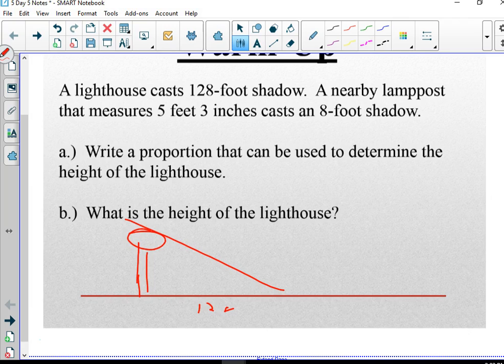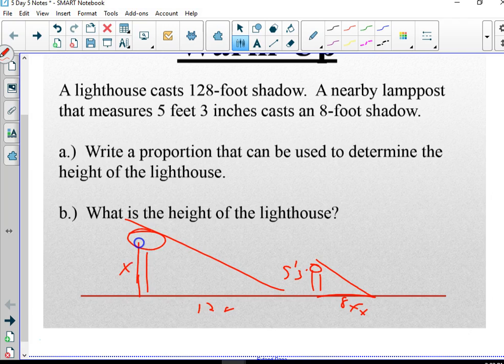And then you have a lamppost that measures 5 feet 3, and it's an 8-foot shadow. Right, proportion can be used to determine the height of the lighthouse. Well, you just set them up the way you have them.